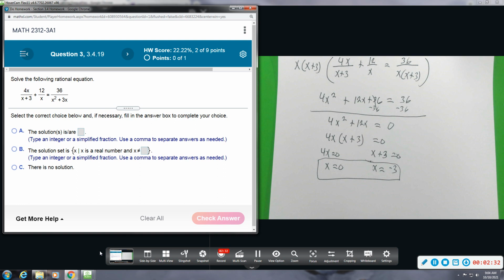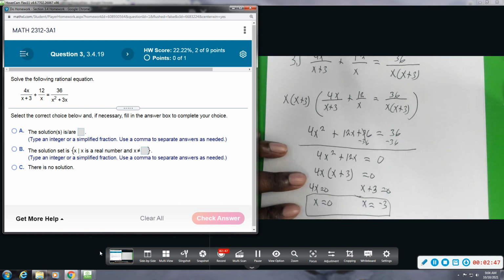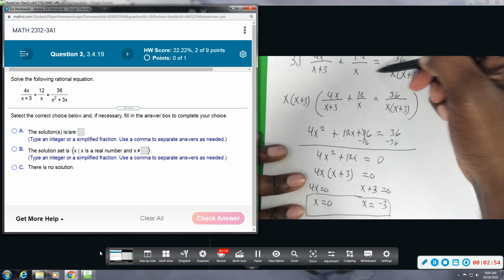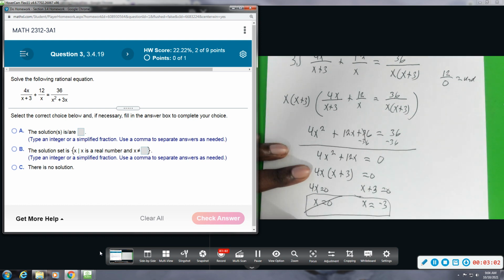Now, you do want to plug in your answers and check, just to be careful when we're dealing with rational expressions. Probably something that we should have pointed out much earlier, but you always must remember you cannot divide by 0. So if I were to go back and plug in x equals 0, right here in the middle, I would get 12 divided by 0, which is undefined. We can't solve that. So 0 will not work.